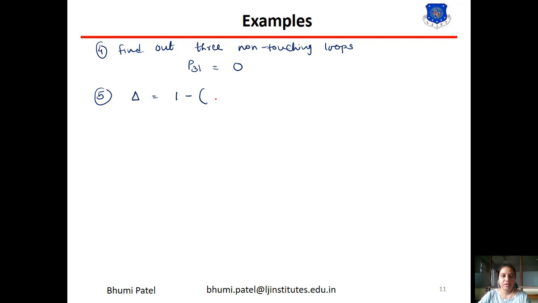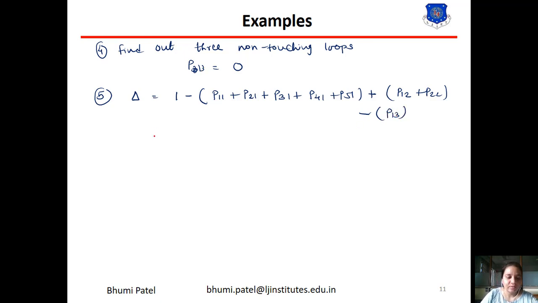So we have individual loops P11 plus P21 plus P31 plus P41 and plus P51, plus the 2 non-touching loops. Here the number of 2 non-touching loops is 2, so P11 and P22, minus the summation of 3 non-touching loops, so here you can write P13. So write down the answer.